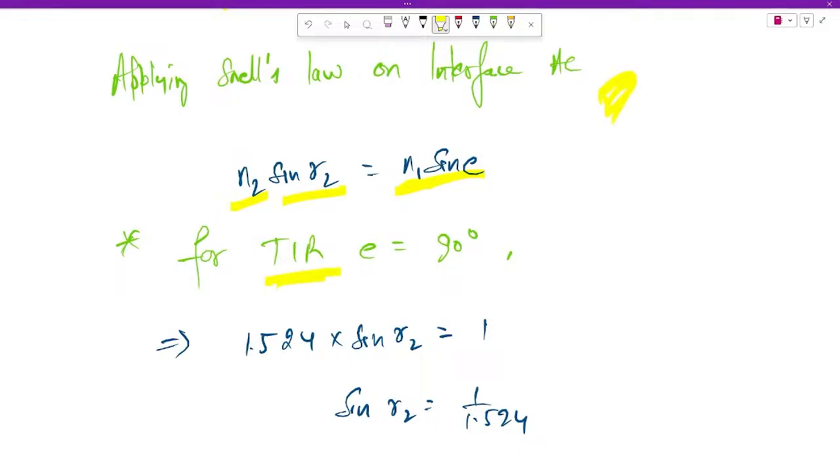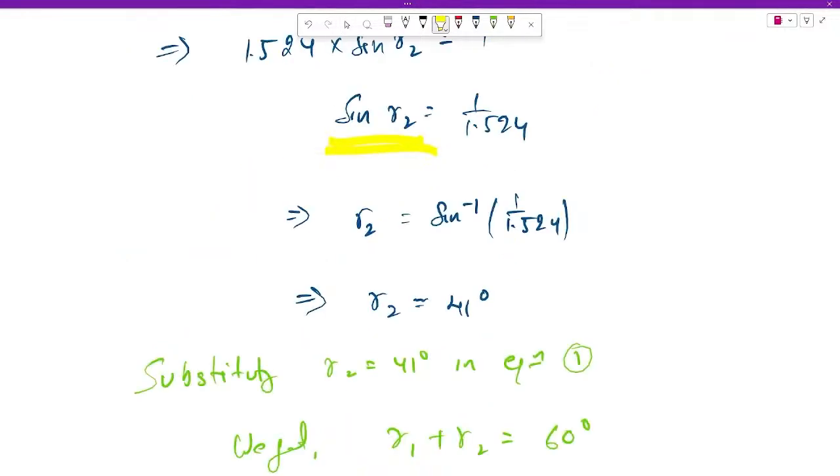Now for total internal reflection, as we discussed, E would be equal to 90 degrees. So substituting the value, we will get sine R2 equals 1 by 1.524. Now R2 would be equal to sine inverse of 1 by 1.524. This will give us R2 the value of 41 degrees.